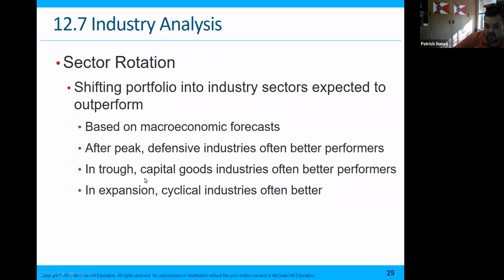after peak, defensive industries often are better performers. In the trough, we usually use capital goods industries. They're often better performers. And in expansion, we use cyclical industries. So after peak, we'd want to be in defensive industries. That would be aerospace, one example amongst others. In the trough, with capital goods, we'd look for things that are required, even things like groceries, to kind of outperform others.